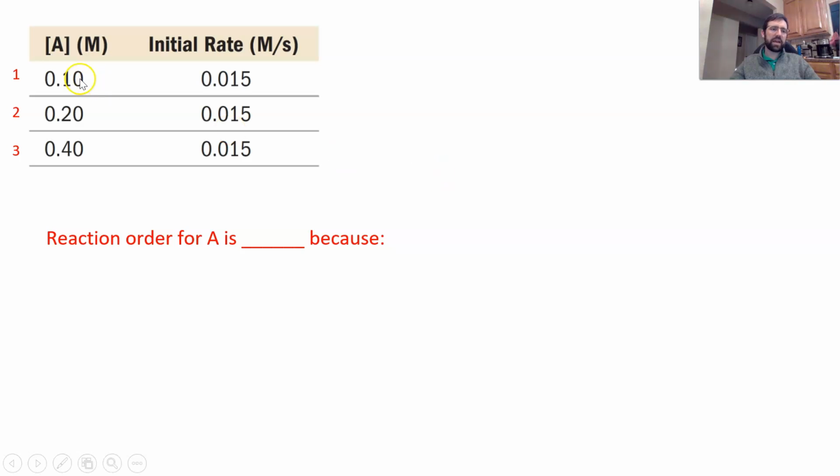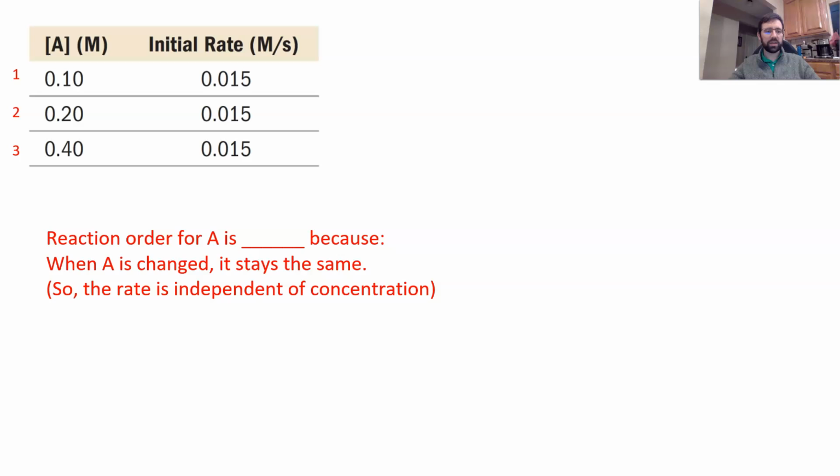So you notice that if I go from 0.1 to 0.2, so trial 1 to trial 2, I've doubled the concentration and the rate is still the same. So when A is changed, the rate stays the same. The rate is independent of the concentration. So for the rate law, because it's independent of the concentration, that means it's just equal to K. It does not matter how much the concentration is. Rate equals K times A to the 0, or rate equals K.